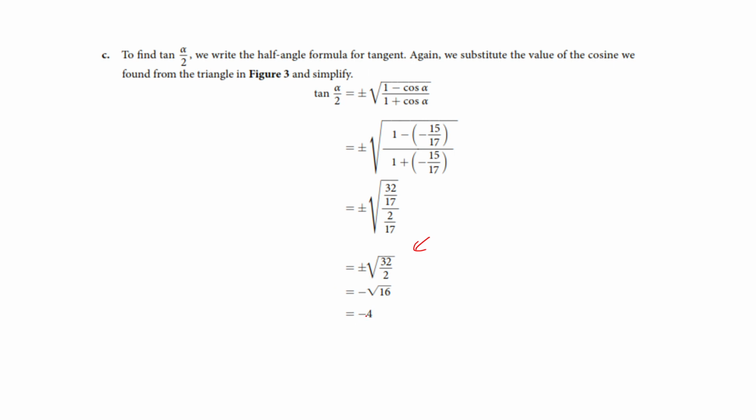Now, how did we settle on negative? Okay, well, it's a tangent. We know this half angle is in quadrant 2. In quadrant 2, x's are negative and y's are positive. Cosines are negative, sines are positive. So that's a plus and a minus is going to be a minus, because tangent is sine over cosine. So we'll have one plus and one minus, which will multiply out to be a minus.